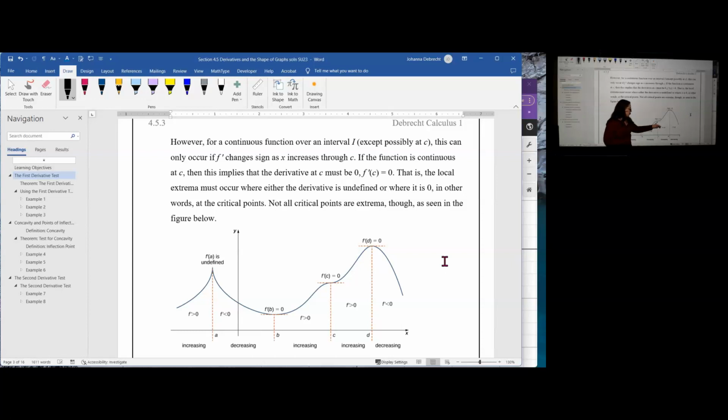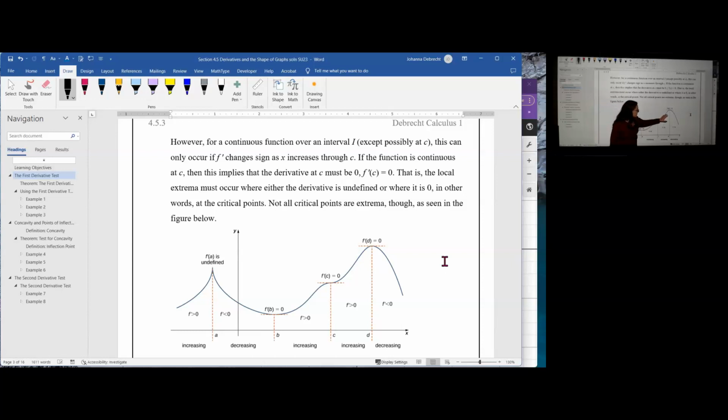Looking at the next change, we see that we have another critical point at C. In this case, however, on the left side, the first derivative was positive, and on the right side, it's still positive. It did not change sign, so we do not have an extremum at C. Instead, we have a saddle point.